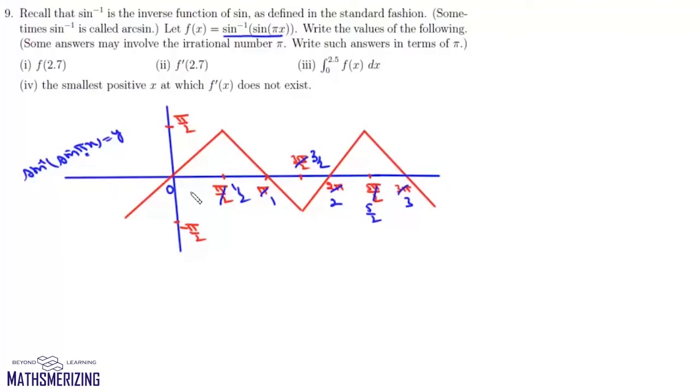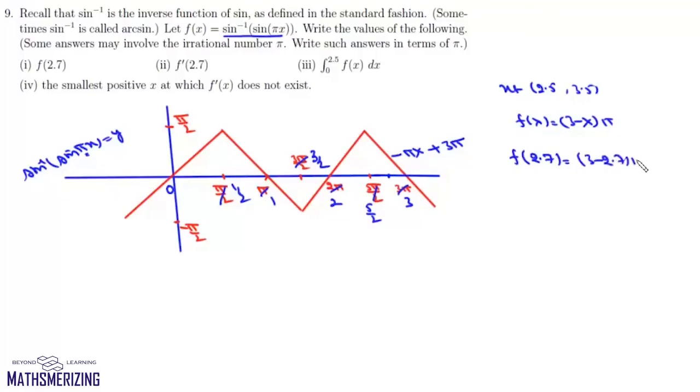Now we need to find the value of f(2.7). 2.7 will lie in this region, and in this region we have to find the equation of this line. The equation of this line will be minus pi x, and this graph is going to intersect at 3 pi. So when x lies between 2.5 and 3.5, f(x) is defined as 3 minus x into pi. Now f(2.7) will be 3 minus 2.7 times pi, which is 0.3 pi.